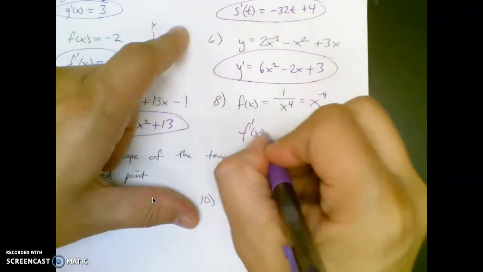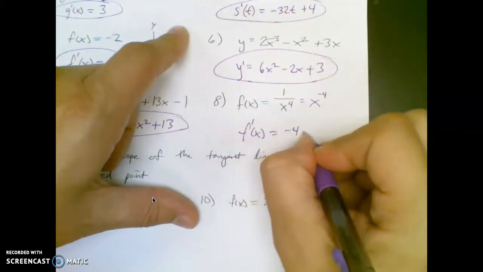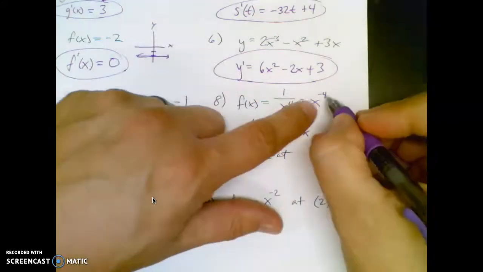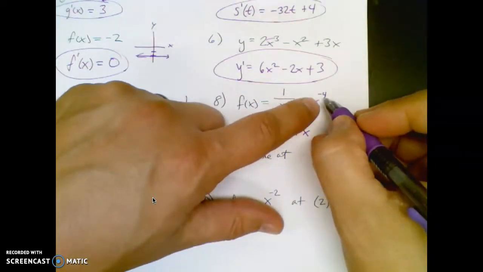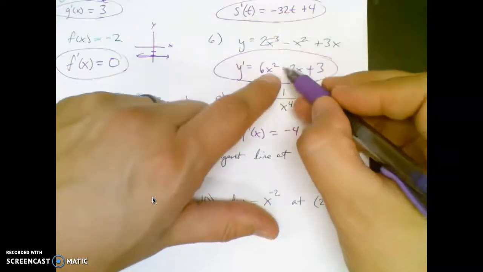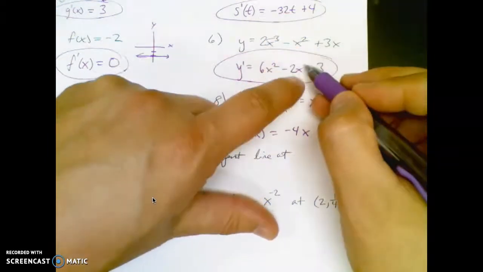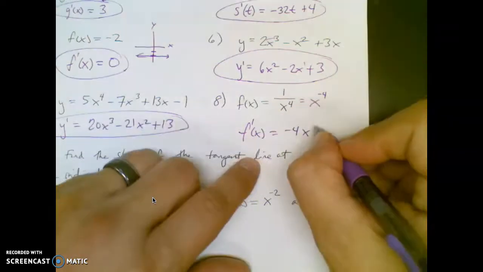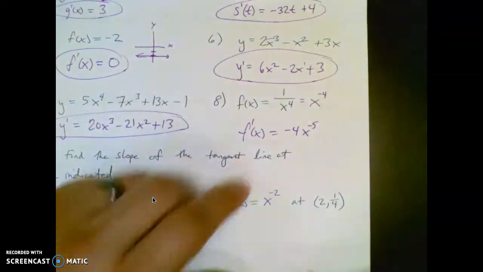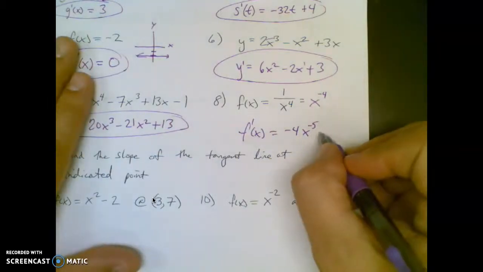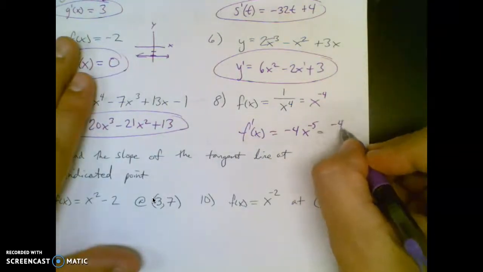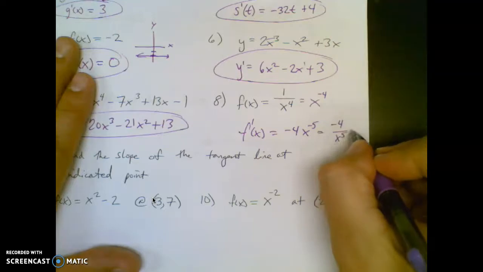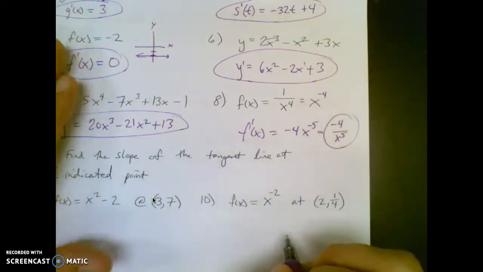So now that I rewrote it, I can use my rule. F prime of x is negative 4x to the, remember you got to make it go down one more. Like a 3, you subtract 1, you get a 2. A 2, you subtract 1, you get a first power, right? If I subtract 1 from an already negative number, it gets more negative. So don't be a rookie. Okay? If I rewrote that in a nice version, it would look like this.